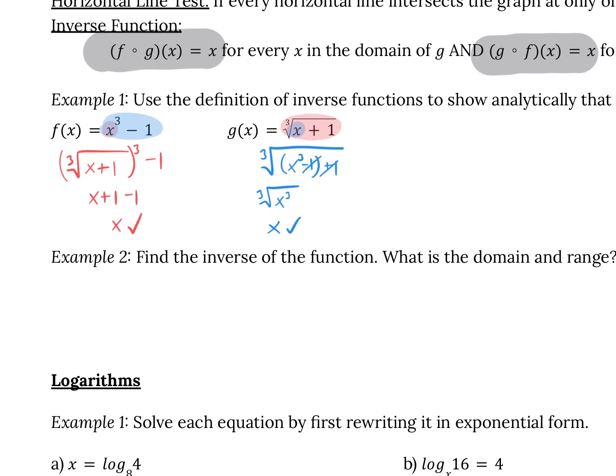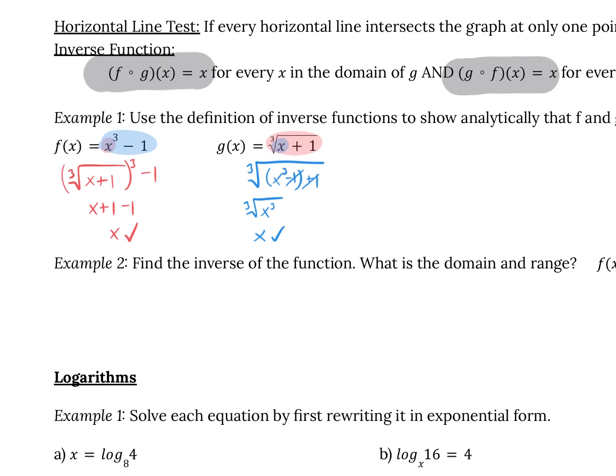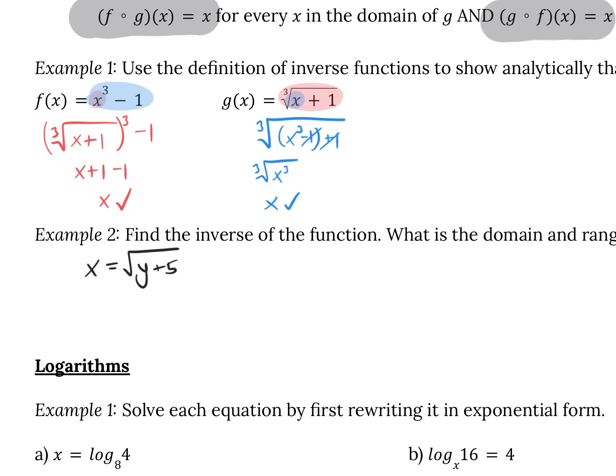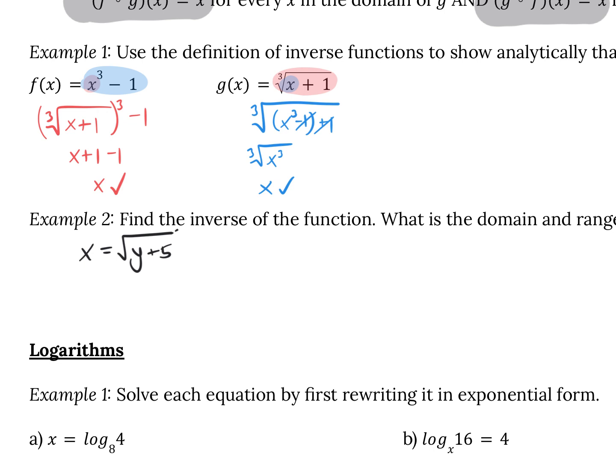Okay, next example is to actually find the inverse of the function. We're given a function f of x equals the square root of x plus 5. If I want to find the inverse, that means I need to switch my x's and y's. So I'm going to plug in y, and I'm going to have x equals the square root of y plus 5. And now I need to solve this for y. So I'm going to square both sides. I have x squared equals y plus 5. So y is going to be equal to x squared minus 5. Or another way that you might see this written is f inverse of x is equal to x squared minus 5.